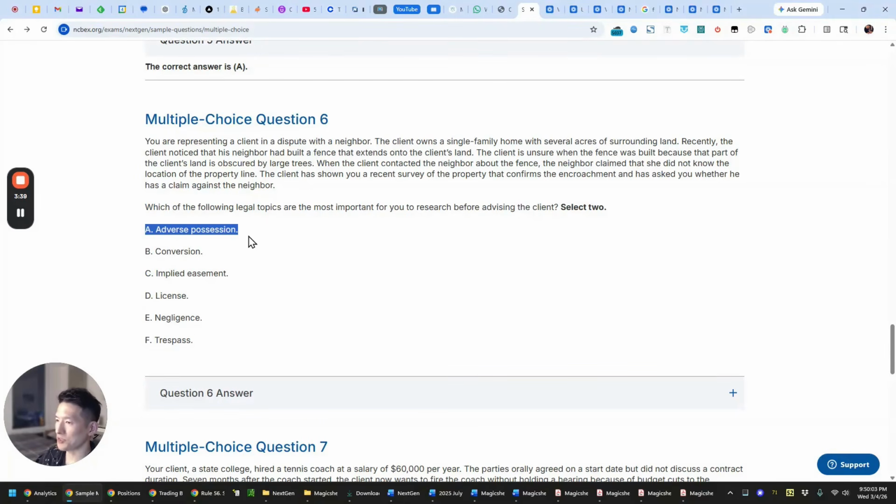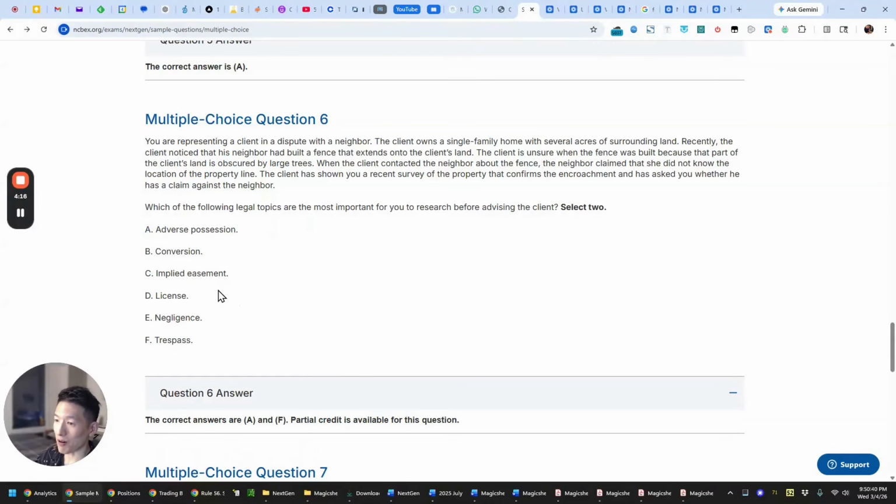So adverse possession or conversion. At first glance, conversion sounds like something has been taken from you. Control has been taken from you. But conversion, remember, has to deal with personal property. It's not about real property. Because this dispute involves land rather than movable goods or personal property, this is not the relevant doctrine. So our final answer is going to be trespass and adverse possession. And lo and behold, the correct answers are adverse possession and trespass. If you got trespass, you'll get partial credit. If you got adverse possession only, you'll also get partial credit.